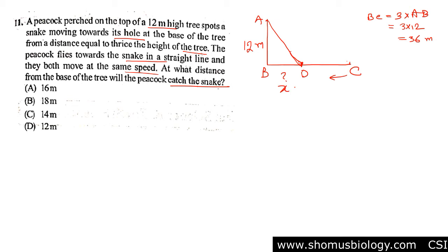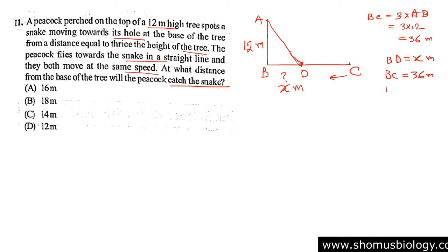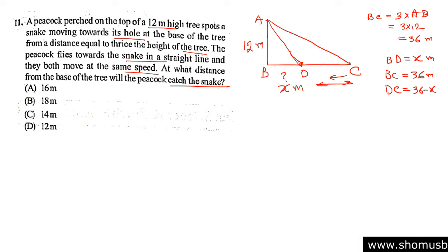Let's assume BD equals X meters. So if BD equals X meters, we know BC equals 36 meters, so DC equals 36 minus X. That is DC, this one, 36 minus X. We know that. So now we have two different triangles, one smaller and another one bigger.